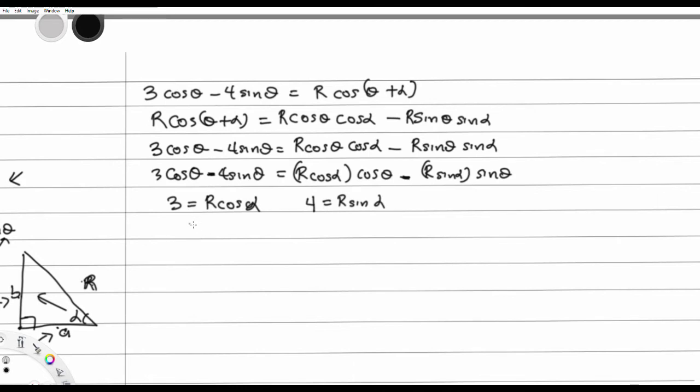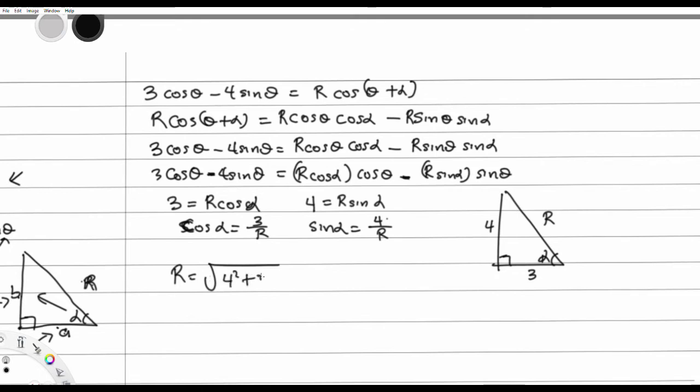We can then say cos alpha equals 3 over r, sin alpha equals 4 all over r. Drawing the right angle triangle. This is alpha, this is cos, this is 3, and sine, this is 4, so that this is r. So we can then say r equals what? Square root of 4 squared plus 3 squared, so that's 5. If you solve it, it is 5. Okay, so we know that r is 5.